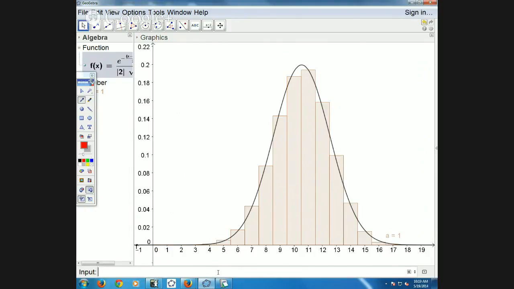But that's not bad, huh? It goes through almost the center of each stack. Good. That is pretty darn good.